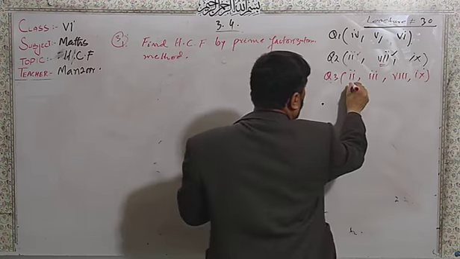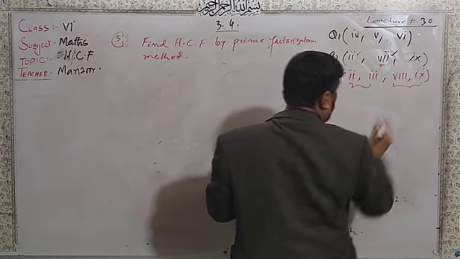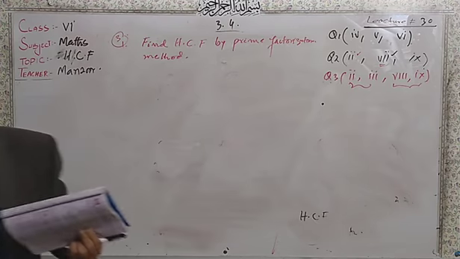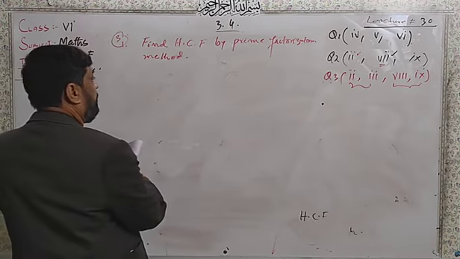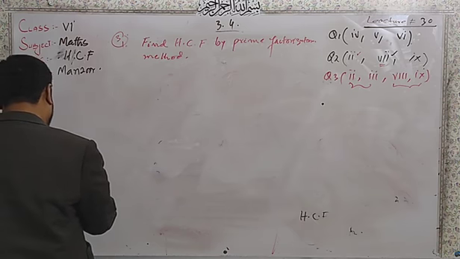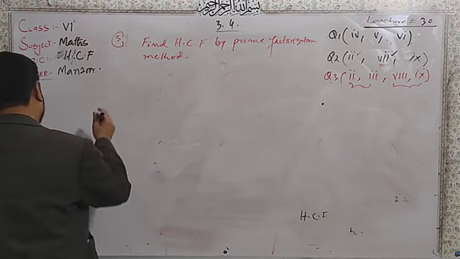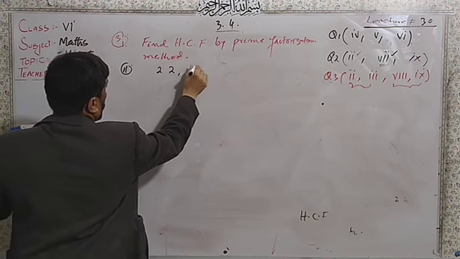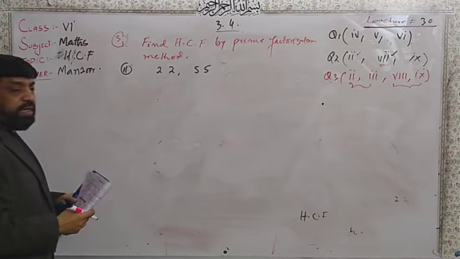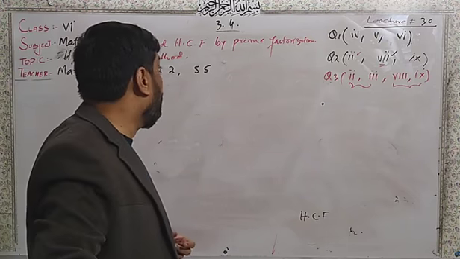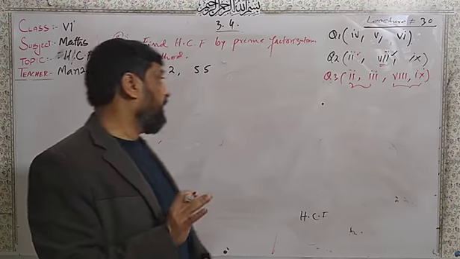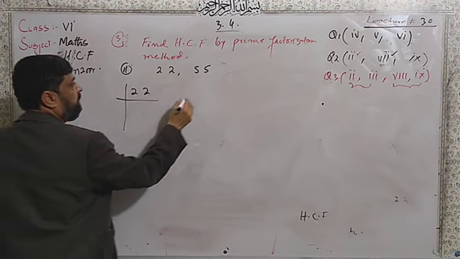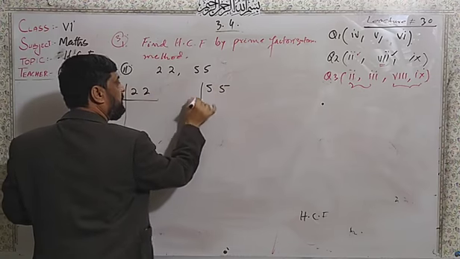Now in the first 2 parts we are given 2 values, and in the last 2 parts we are given 3 values. Now let us start. Now number 1. In number 1, just you can say part 2, that is 22 and 55. Dear students, this is the method that we are going to do, the prime factorization method. Here I will do 22, then its factors, 55, then its factors.